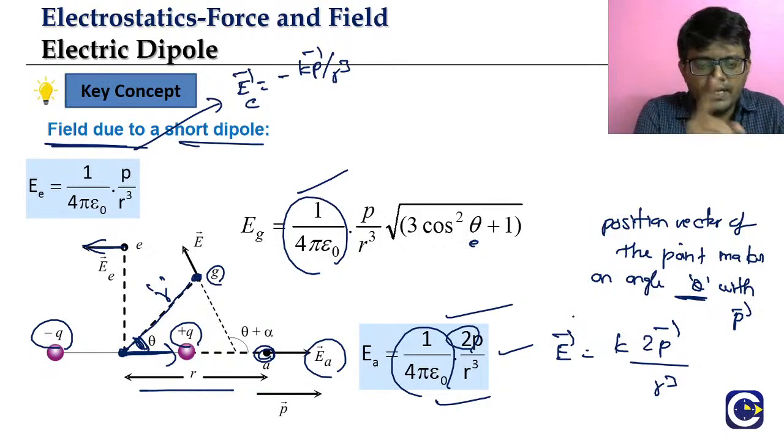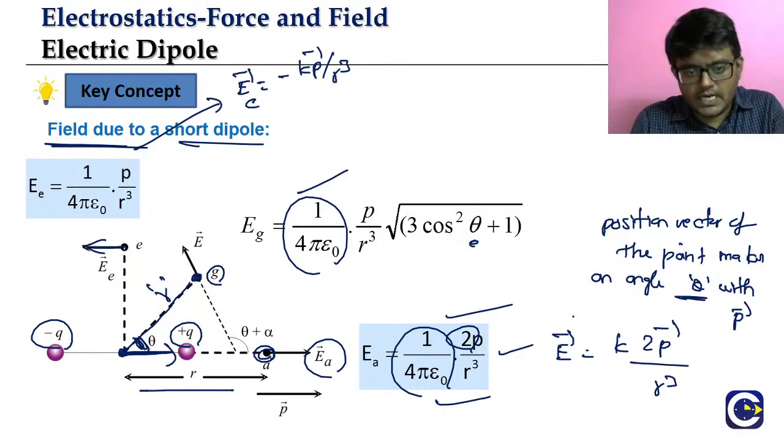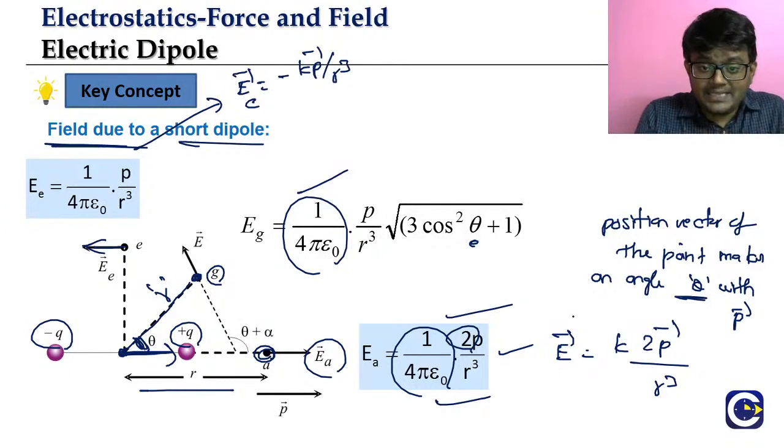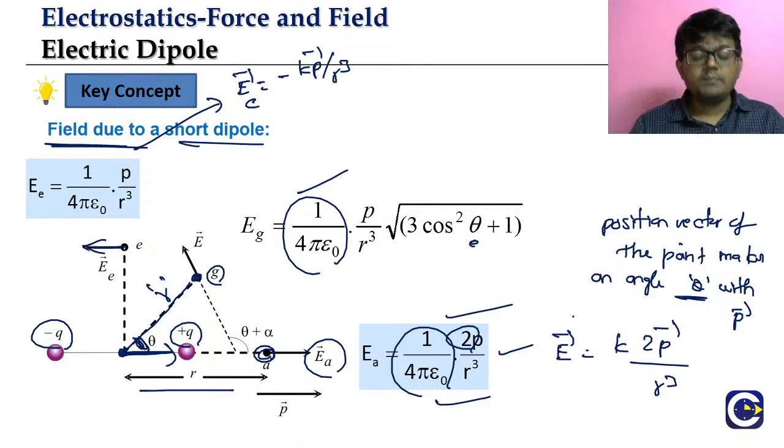Okay, so the field due to the short dipole on the axial line, what is the value? 1 by 4 pi epsilon naught, 2 p by r cube, magnitude only. The field because of the short dipole on the equatorial plane, what is the formula? 1 by 4 pi epsilon naught, p by r cube. Direction wise, on the axial line the direction of the field will be the same as the p bar direction. On the equatorial plane the direction of the field will be opposite to the p bar direction. If we take a general point, there it is 1 by 4 pi epsilon naught, p by r cube, into root of 3 cos square theta plus 1.